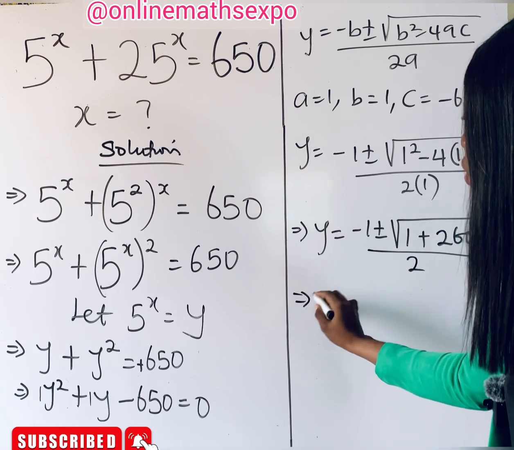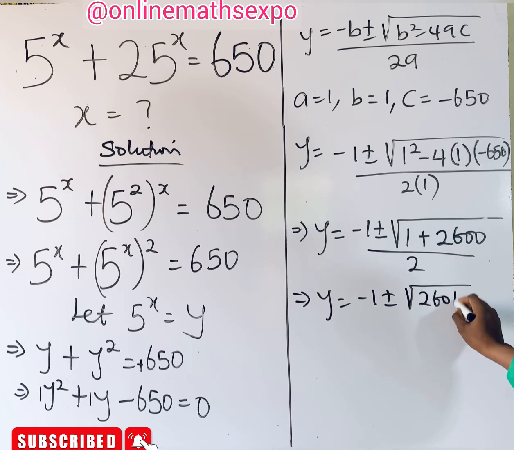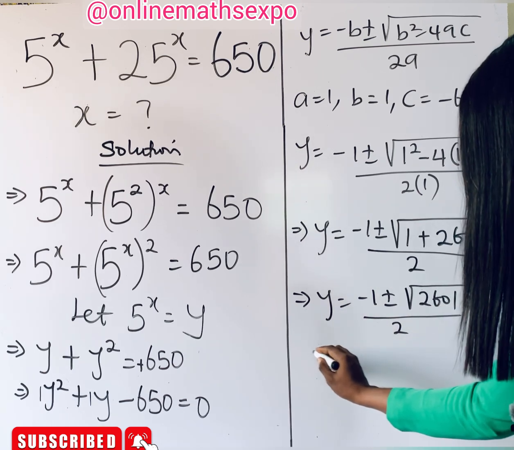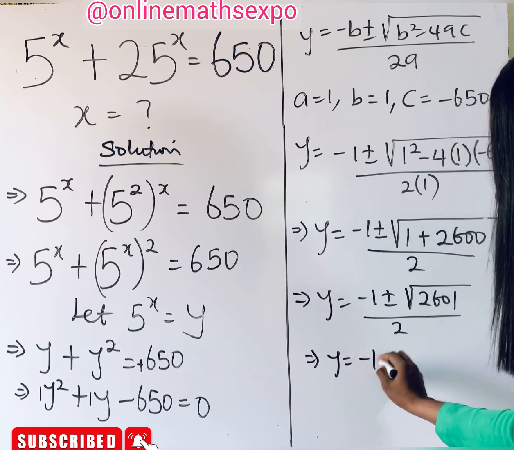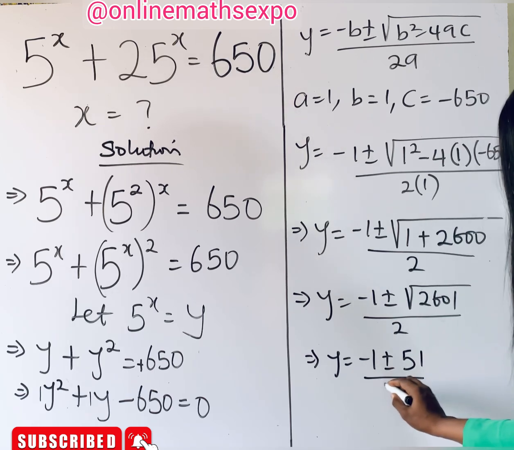So keep simplifying. Y will give us negative 1 plus or minus. Add this, you have the square root of 2,601 divided by 2. Now quickly press this. The square root of this will give us 51. Did you see? Then divide it by 2.